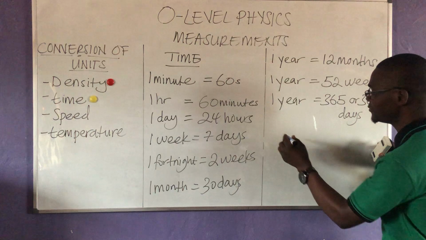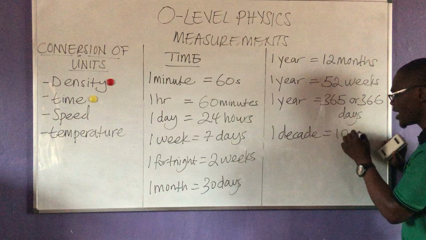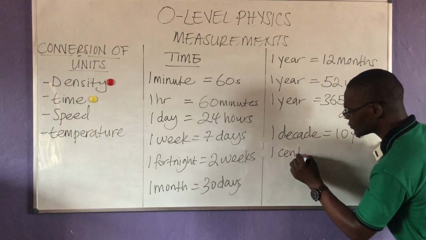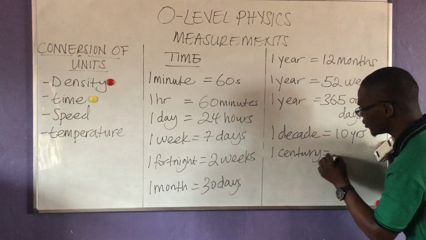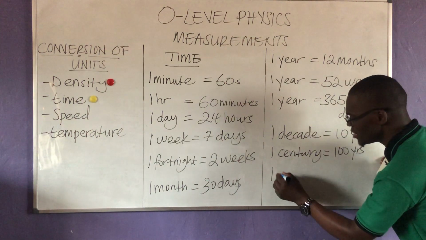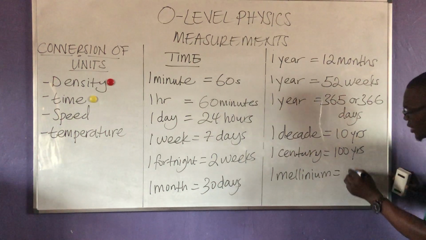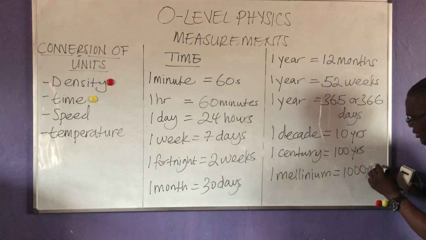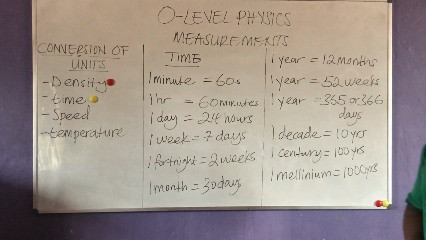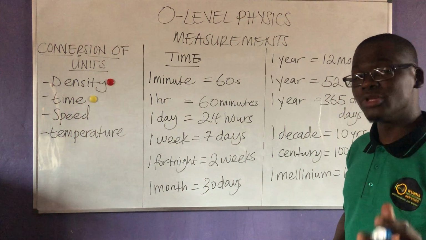We also have 1 decade equaling 10 years. We have 1 century equaling 100 years. We have 1 millennium equaling 1,000 years. So now we can use these mathematical relationships to convert from 1 unit to another.